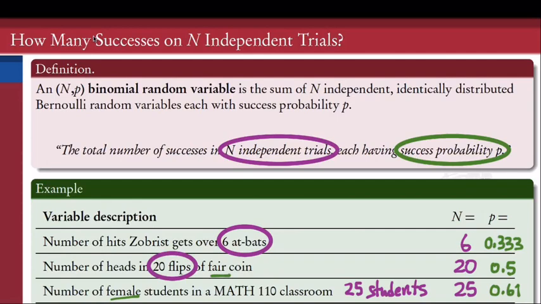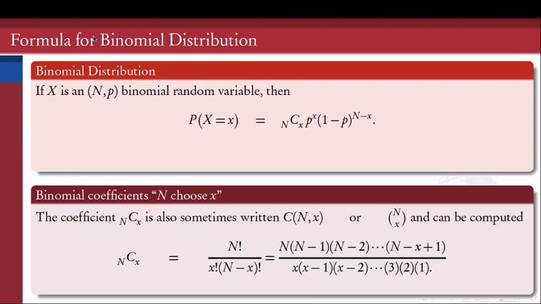So identifying what is n and what is p is probably the most important thing to do when you encounter something that looks like it could be a binomial random variable, because we're going to use those parameters in the formula that we're about to meet. And here's the formula. If x is a binomial random variable, it records the total number of successes in n independent trials, each of whose success probability is p. So we'll say it's an n, p binomial random variable. Then the probability of getting x successes in that series of n trials is given by the formula that you see right here. So this formula looks really nasty.